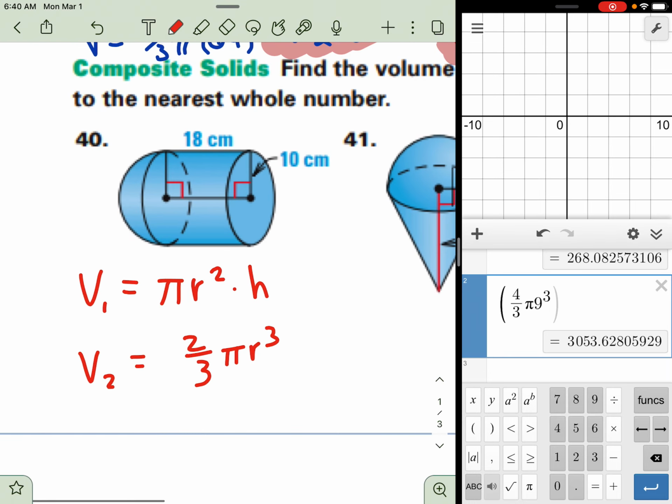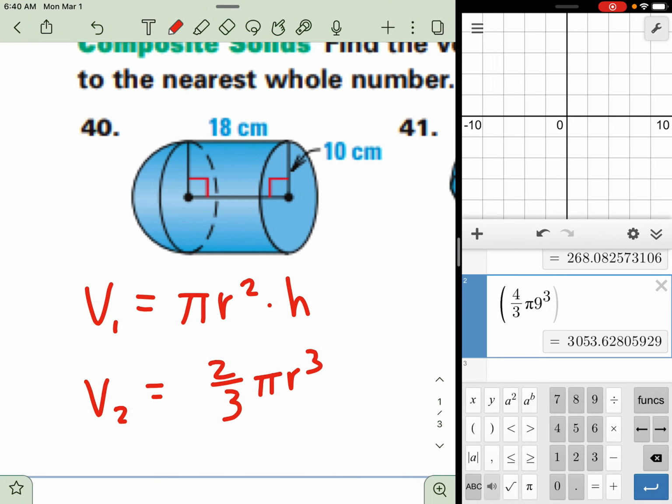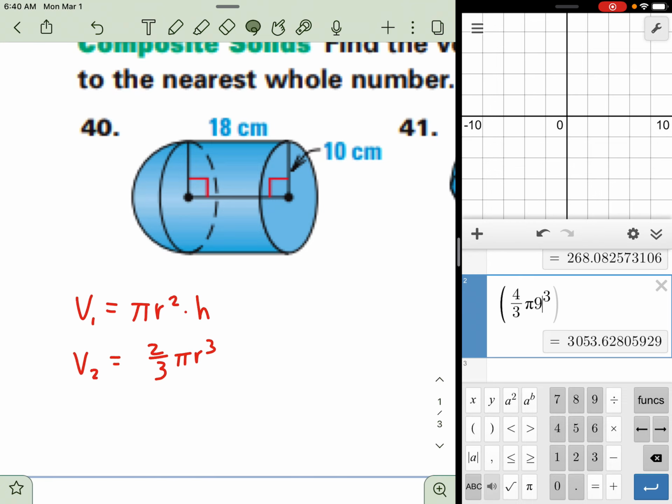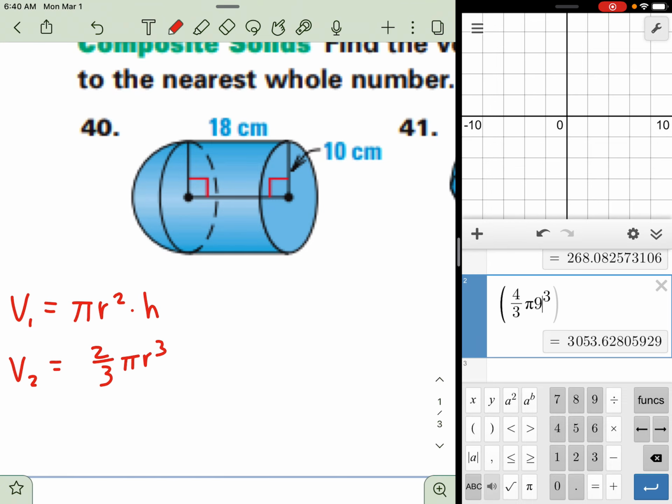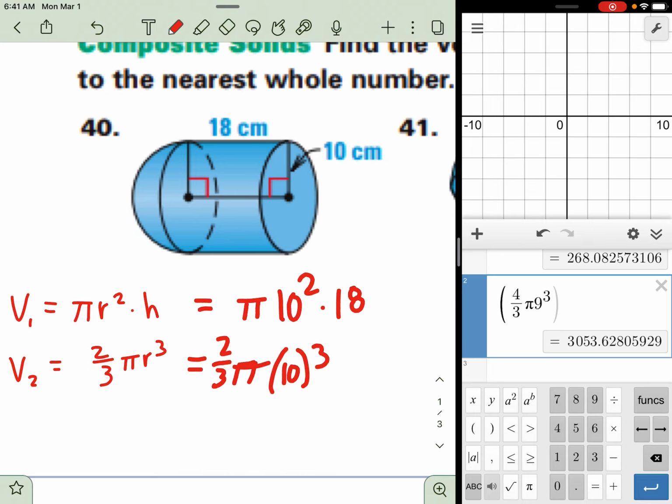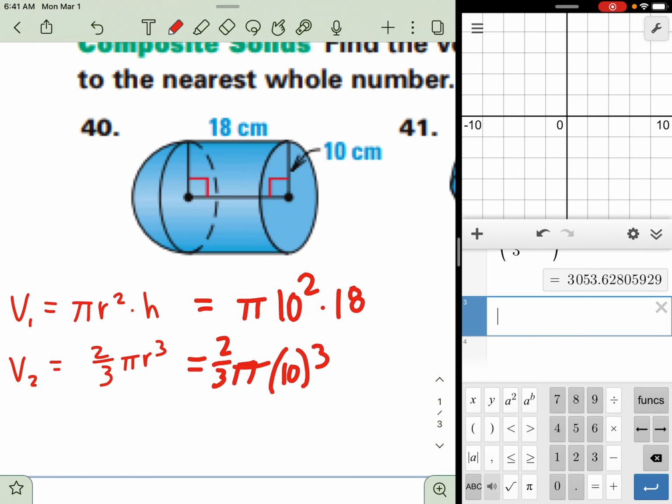All right, so we're going to find our 2 different volumes. I'm going to shrink these down now that I have them set off to the side. So the volume of the cylinder would be pi, the radius would be 10, and the height would be 18. And the volume of the hemisphere, the radius again is 10 cubed. Okay, so let's go ahead and type them into our calculator.